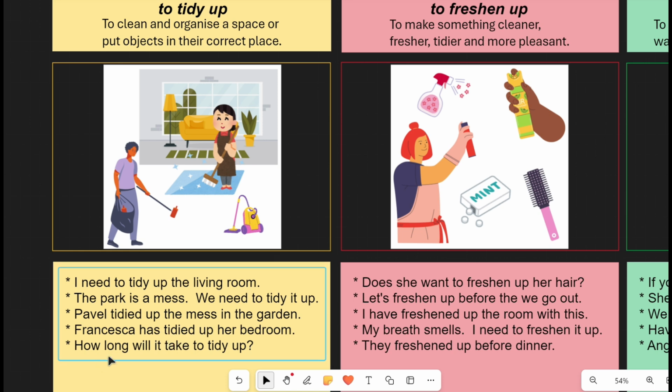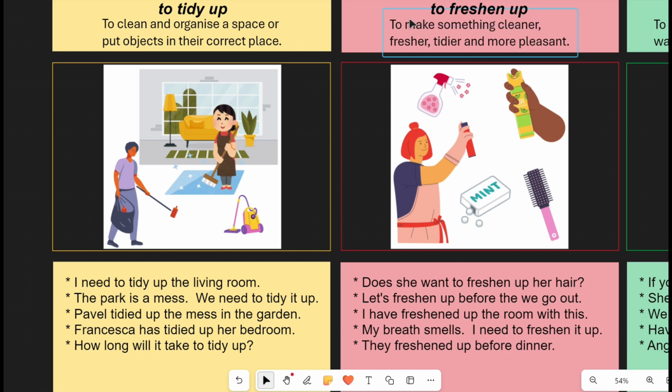Question form. How long will it take to tidy up? So someone is asking a question about the amount of time that's needed to tidy something up. To freshen up. To make something cleaner, fresher, tidier, or more pleasant.